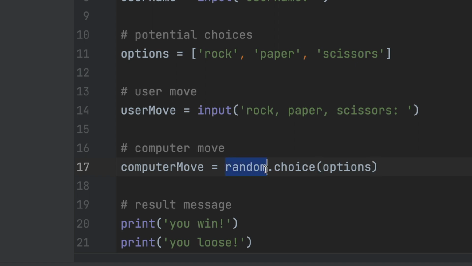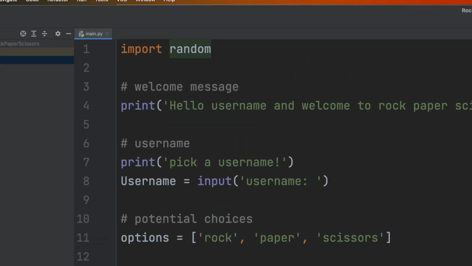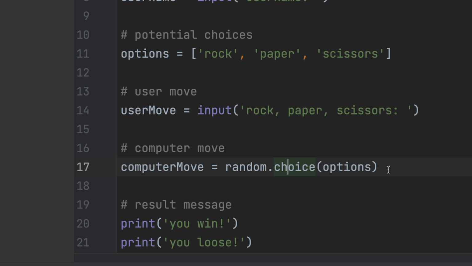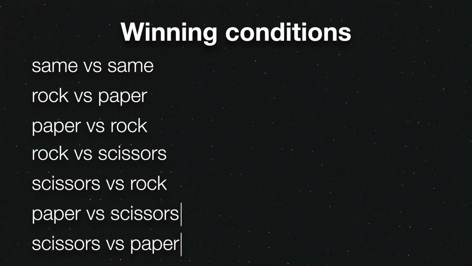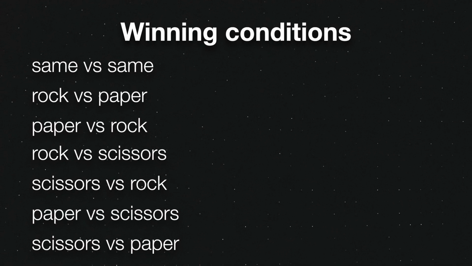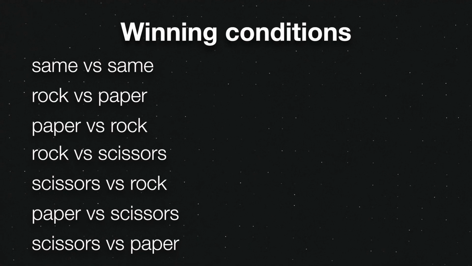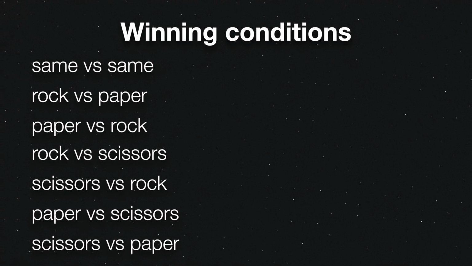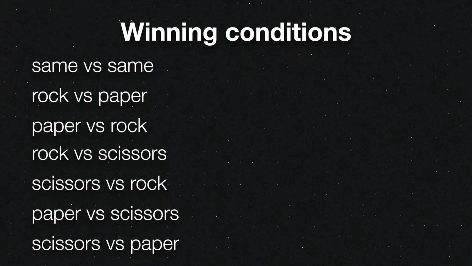Random is the name of the package, as you can see at the top here. Choice is kind of self-explanatory, and then options are the options we are giving it to choose from. Now to the winning conditions. Here we have only 7 options: same versus same, rock versus paper, paper versus rock, rock versus scissors, scissors versus rock, paper versus scissors, or scissors versus paper.